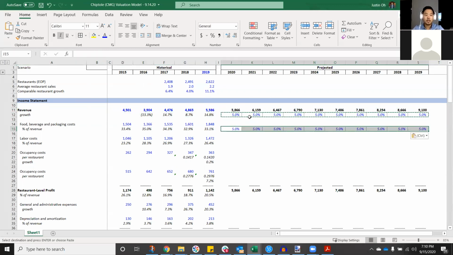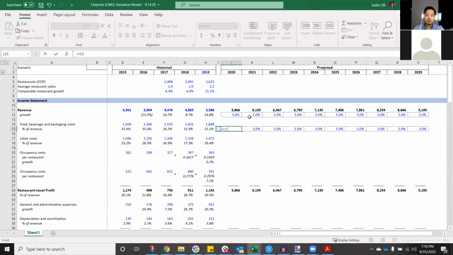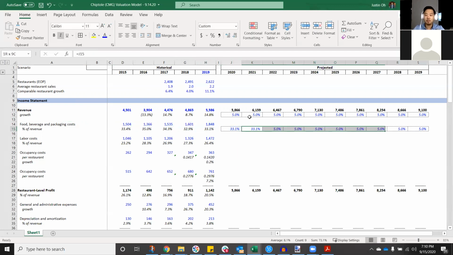And then we're going to do percent of revenue. So food and beverage and packaging costs as a percent of revenue. So how much do you spend on the actual burrito and wrappings and cups per burrito? And it seems like 33%. So again, these are just dummy numbers.